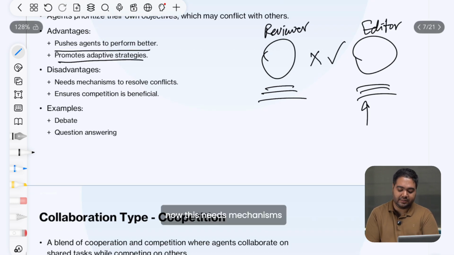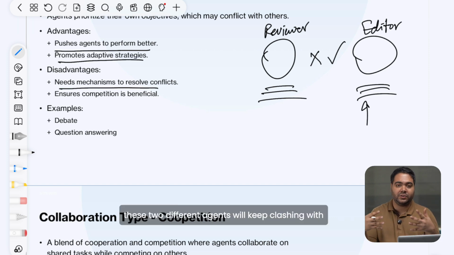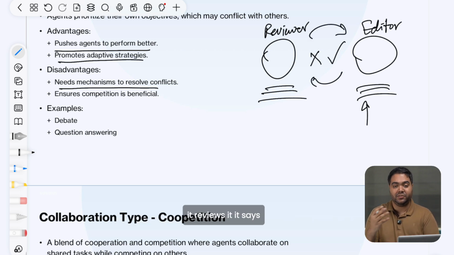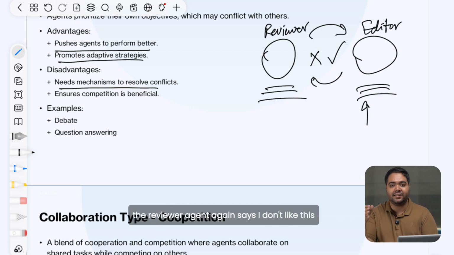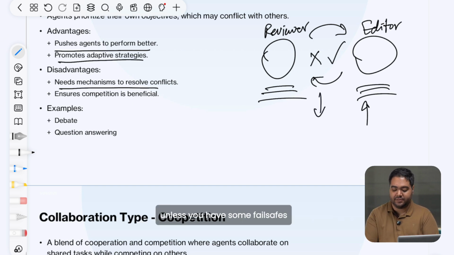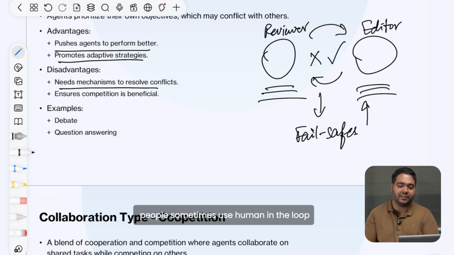Now this needs mechanisms to resolve conflicts. If you don't have them, these two different agents will keep clashing with each other, and it will keep going in a recursion. So let's say the reviewer agent reviews it and says, I don't like this. The editor edits it, the reviewer agent again says, I don't like this. The editor again edits this. It can keep going in a loop unless you have some fail safes. So you need to have some fail safes to prevent this. People sometimes use human in the loop, and there are also other strategies to mitigate all of this.